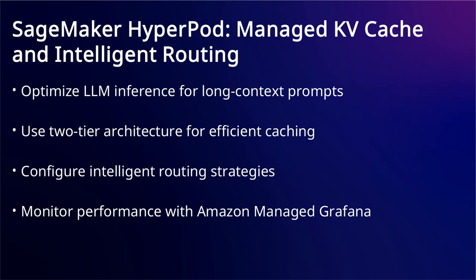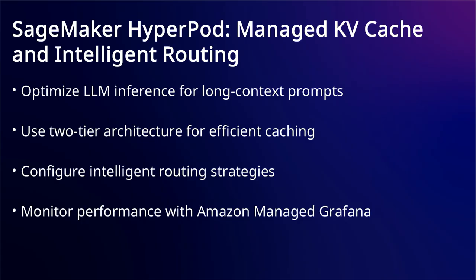SageMaker HyperPod introduces features to address performance challenges in LLM inference for long context prompts and multi-turn conversations. You can optimize LLM inference for long context prompts, reducing computational overhead and costs. The system reduces latency and improves throughput using a two-tier caching architecture that combines local CPU memory with cluster-wide storage. You can implement this architecture to efficiently reuse computed key value pairs across requests.